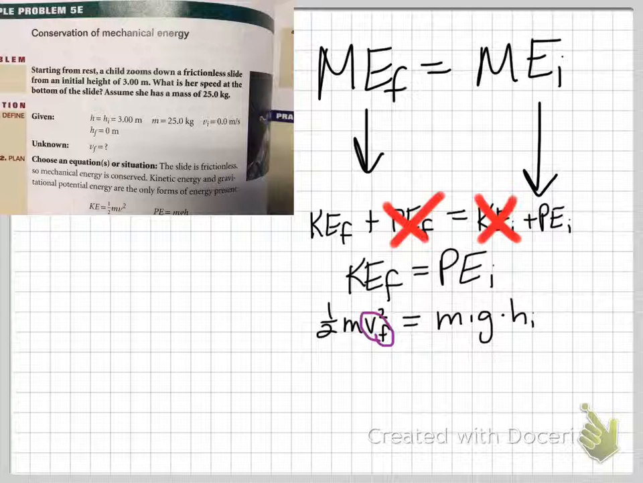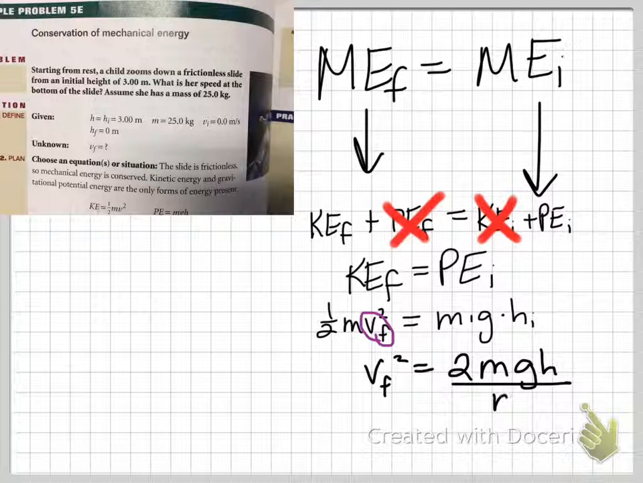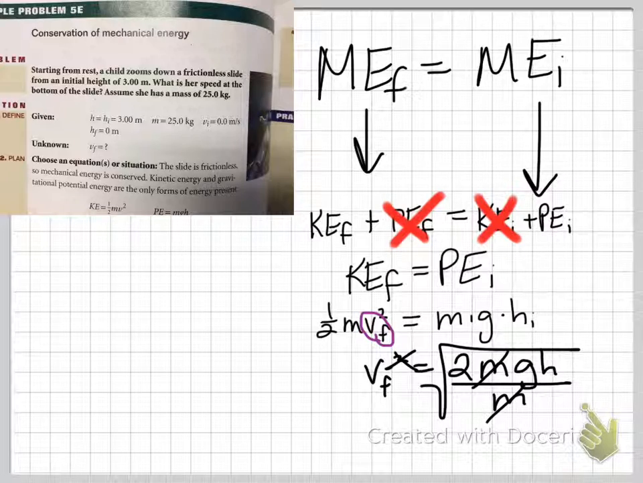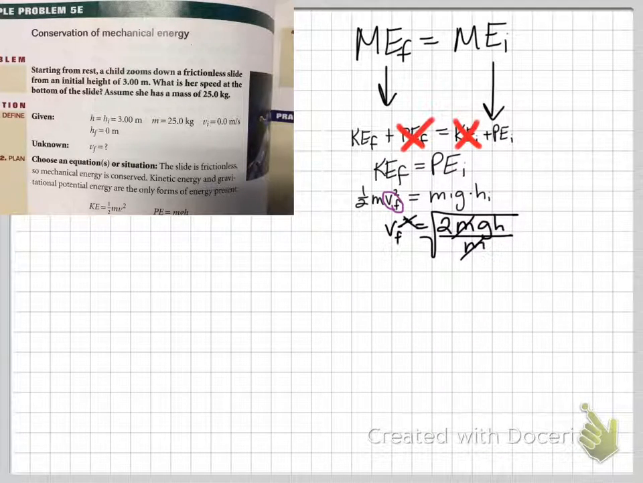So a couple neat things happen. If we multiply both sides by 2 and divide both sides by mass, so we have 2 mass, gravity, height over mass, well, mass goes away. It doesn't matter how much the kid weighs. And we need to take the square root of both sides, and that gets rid of that. So in this case, the final velocity is going to be equal to the square root of 2 times gravity times her height initial.